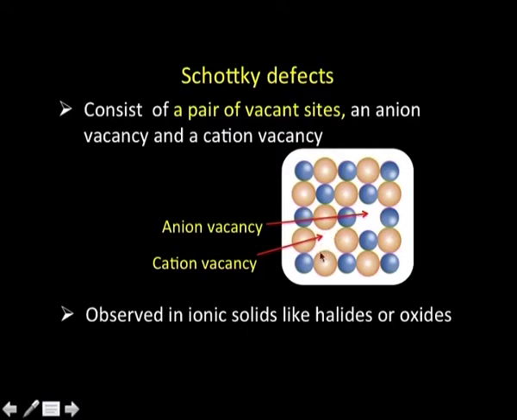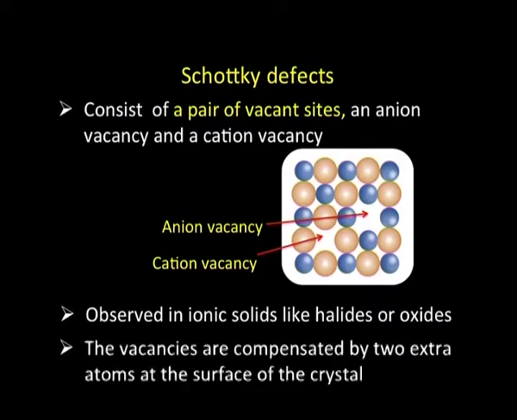This kind of defect is observed in ionic solids like halides, sodium chloride being a typical example, or some oxides. Now, these vacancies are compensated by two extra atoms at the surface of the crystal. That means, suppose this lattice is formed and these two are vacancies.